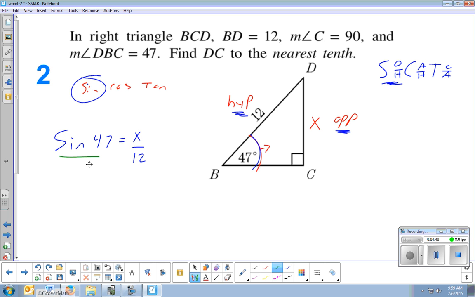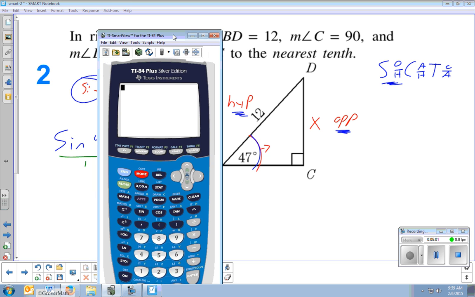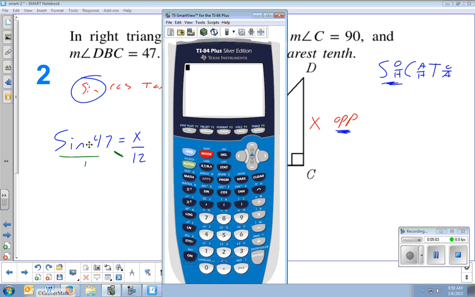Now, I simply cross multiply, and I'm doing 12 times sine 47. I'm going to let my calculator do that work for me. One thing you need to make sure of on your mode is that you are on degree. If you're on radians, and we're going to learn about radians later on in this chapter, you'll get weird numbers. We want to be on degree for now. So make sure you're there, because if you're getting weird numbers, you're probably on the wrong setting.